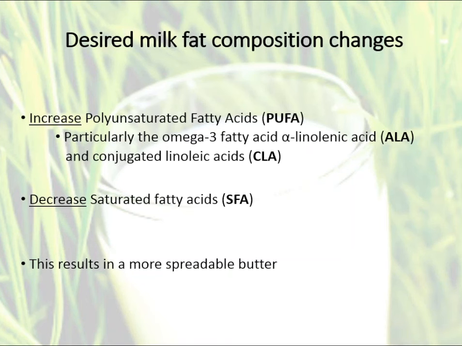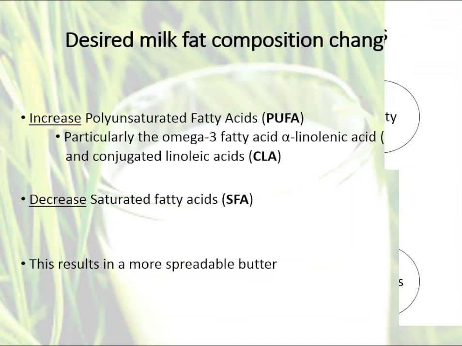So imagine, you take the butter out of the fridge, and usually you have to let it thaw a little bit to spread it. So if we increase those polyunsaturated fatty acids, we can take that butter straight out of the fridge and have a spreadable product. That's why you see a lot of companies putting olive oil or other oils with a lot of polyunsaturated fatty acids into butter products, because it makes it more spreadable. But we can do that naturally by changing the milk fat composition.